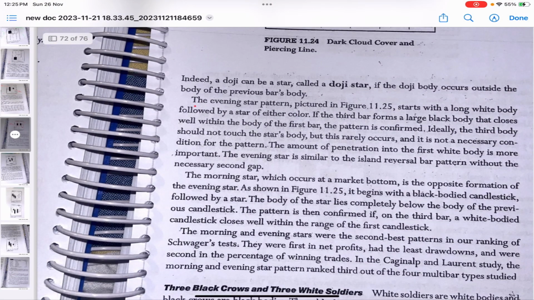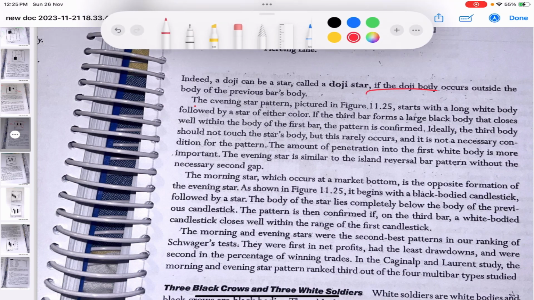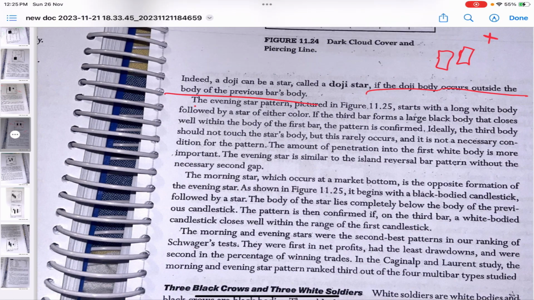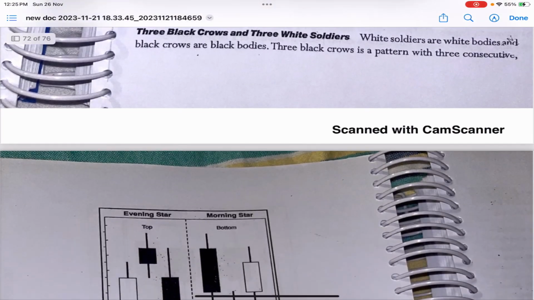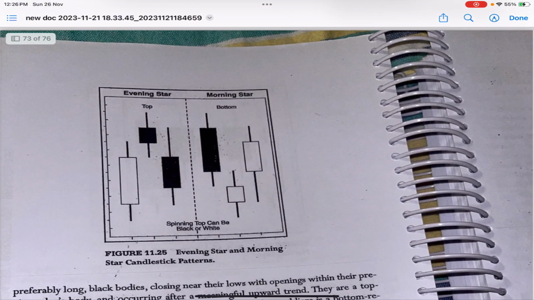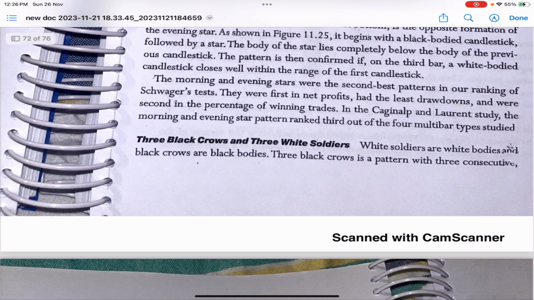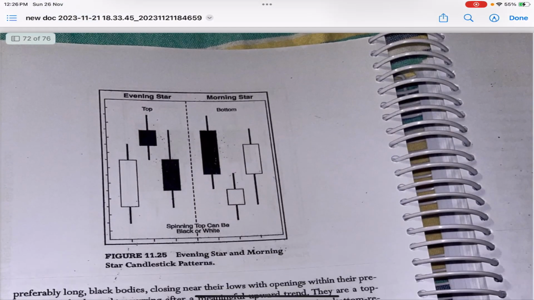Now what is a doji star? It is when the doji body occurs outside the previous body. Okay, if my trend is going on like this and my doji occurs over here, it has no relation with the previous bars, so that would be known as a doji star. We know what a morning star is, we know what an evening star is, and so on. 3 black crows, 3 white soldiers: 3 green candles would be 3 white soldiers, 3 wide-range black candles would be 3 black crows.